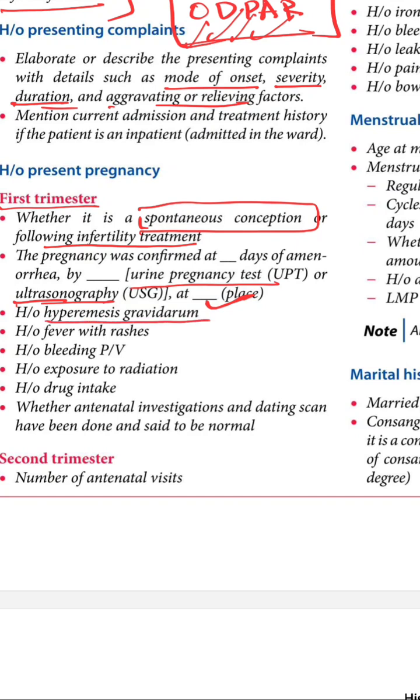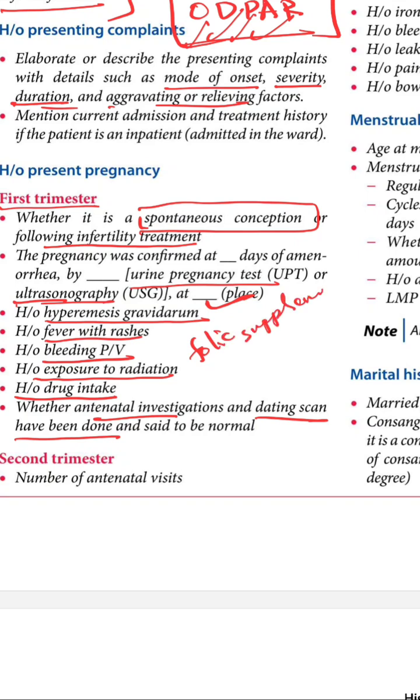History of hyperemesis gravidarum, that is severe vomiting, should be asked. History of fever with rashes. History of bleeding per vaginum. History of exposure to radiation. History of drug intake. Whether antenatal investigations as well as dating scan have been done and said to be normal. Along with this, you should also ask whether folic acid supplements or any other are started to be taken or not.